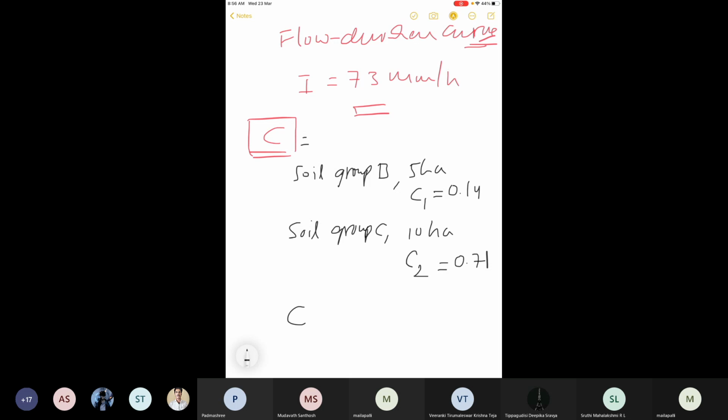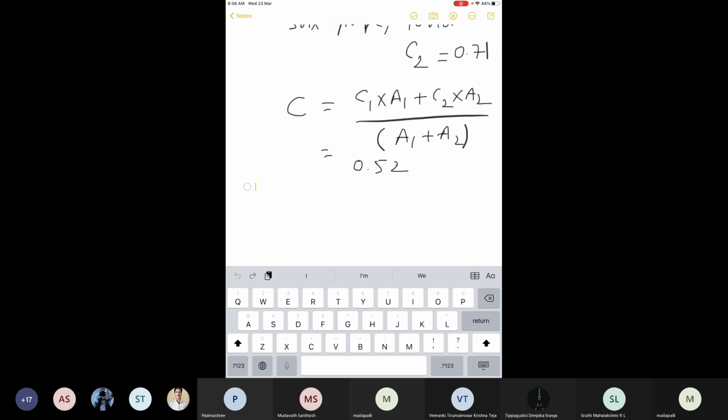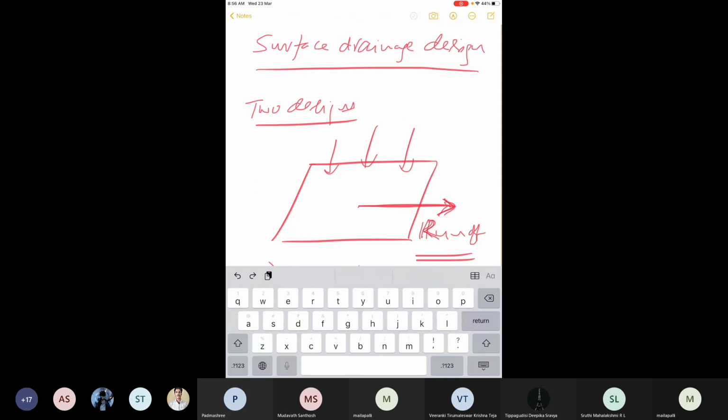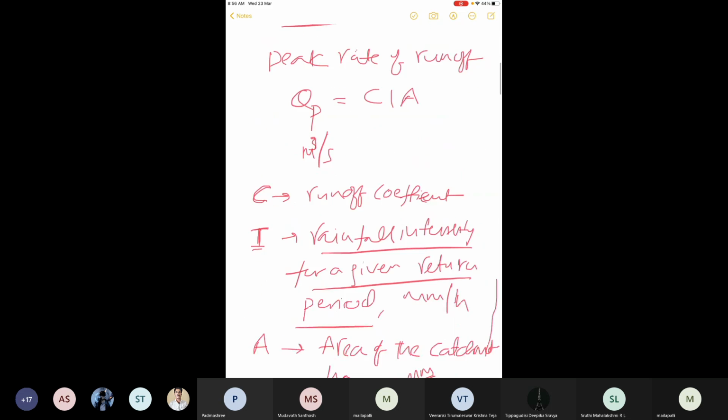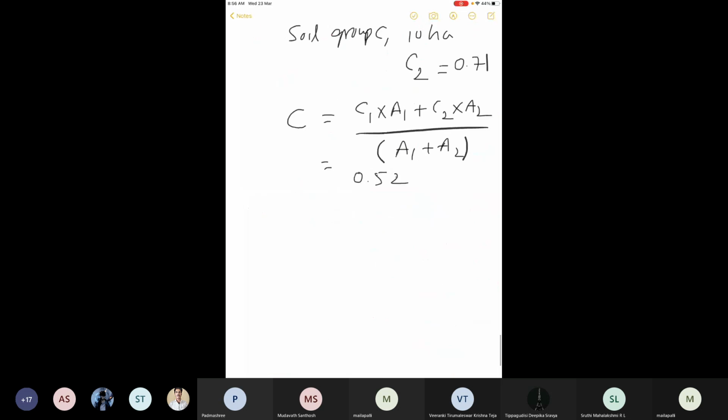So the average C is equal to C1 into, let's say, the area A1, plus C2 into A2, divided by A1 plus A2. So this is the weighted average. If you use the weighted average, you get C value as 0.52.